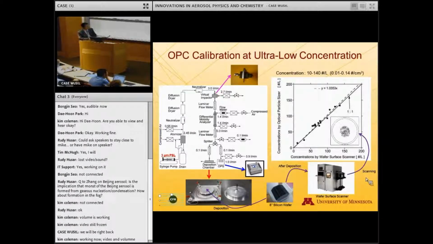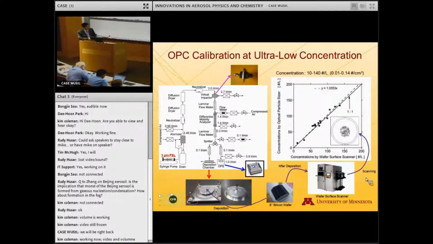And so we developed a technique of producing particles. In this case, we produce 3 micron PSL particles, and then split them. One goes to the OPC under evaluation. The other goes to a deposition chamber. For this deposition chamber, since it's 3 micron, we just use gravitational settling to deposit the particles on an 8-inch silicon wafer. In some other cases, for smaller size particles, we could use an electric field as well.